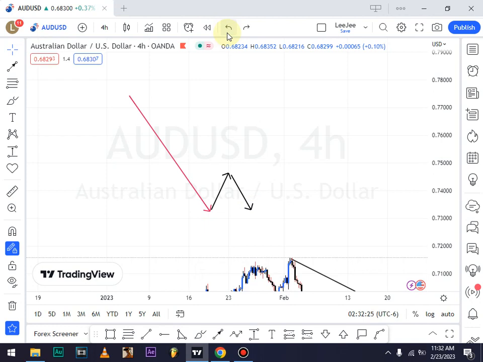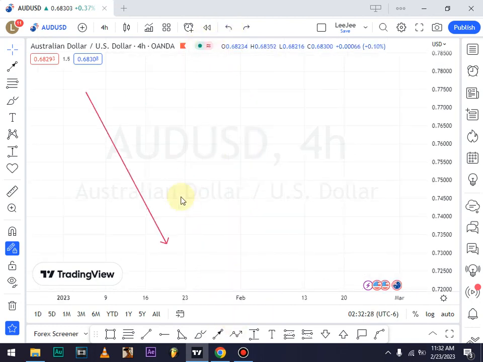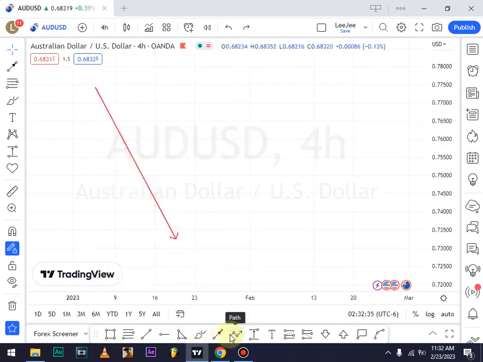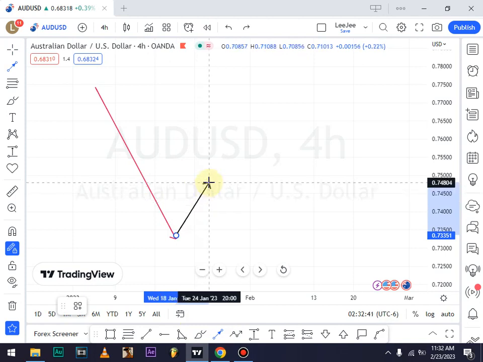Let me draw that once again. So let's say price was trending down like this. Okay, but then now we want to identify this first low when the price bounces back for the first time. So this is what I'm talking about. The price will go up.